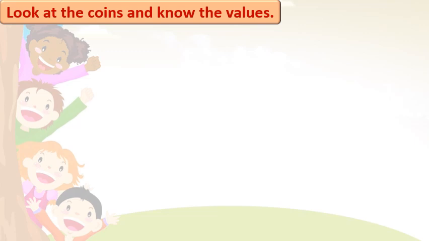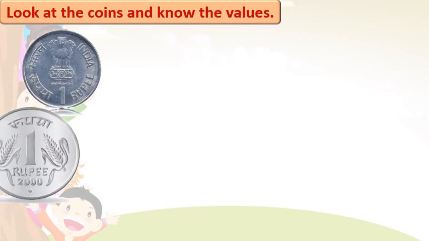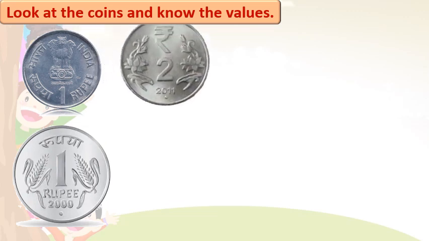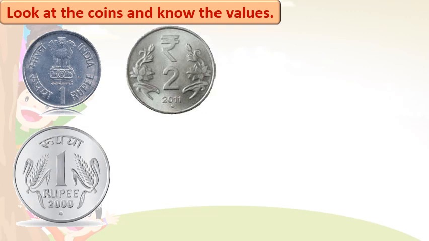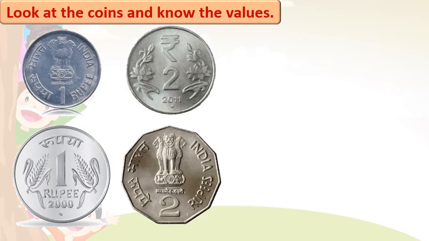Look at the coins and know the values. Okay? We will see here. Yes, what is the value of this coin? 1 rupee. Right. See, this is also 1 rupee. We can see two different coins of 1 rupee. This is 2 rupee coin. This also we can see. Here also we can see the two different coins of 2 rupees.